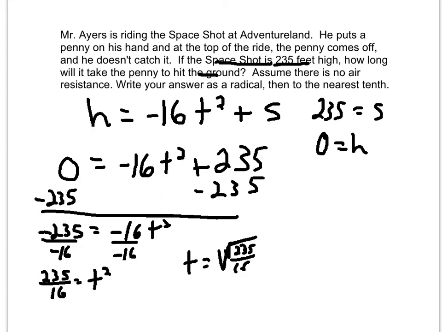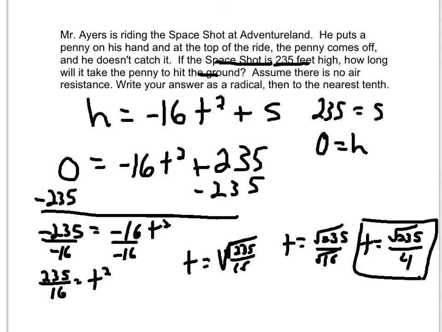So again, we've learned that we cannot keep this like it looks. We have to break it apart. So t is going to equal the square root of 235 all over the square root of 16. So t equals the square root of 235 all over 4. Now I could try to break down 235, okay? But the only things that go into it are 47 and 5, and neither one of those are perfect squares. So this is my answer as a radical, square root of 235 over 4.